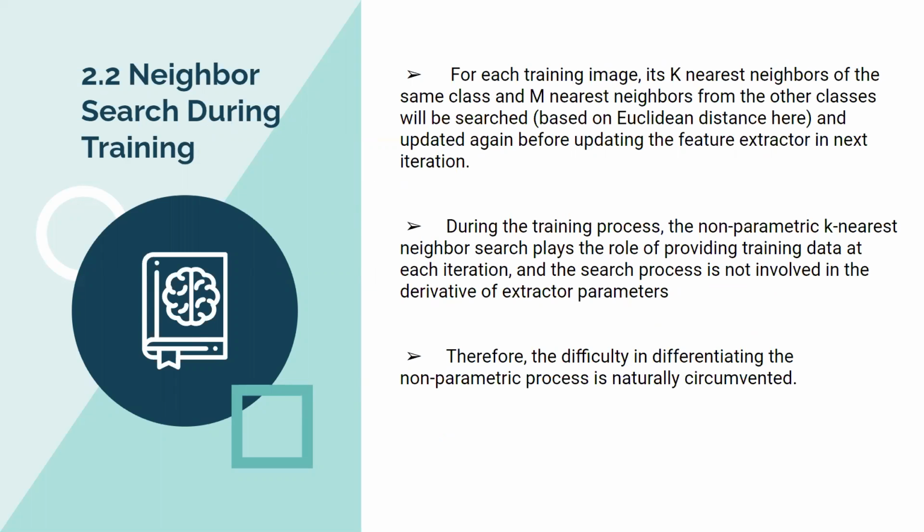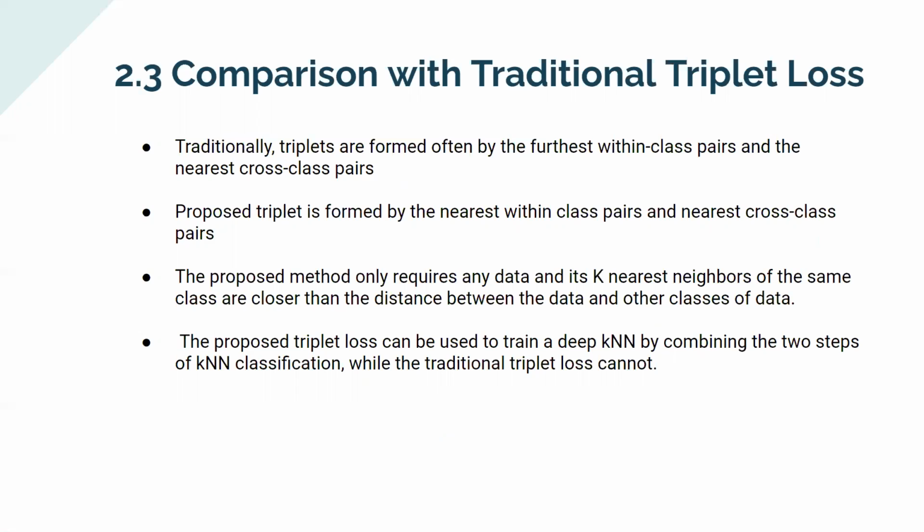You see the non-parametric kNN neighbors. This part can be explained with the help of this. And the proposed method only requires that any data and its kNN neighbors of the same class are closer than the distance between the data and other classes. I mean, we can see this with the help of this. The proposed approach can be used to train a deep kNN by combining the two steps of kNN classification.